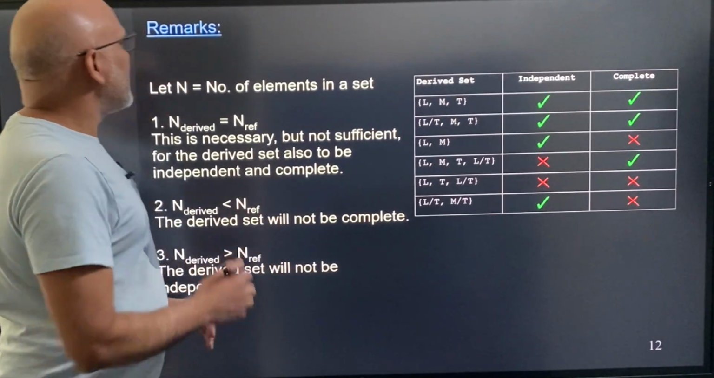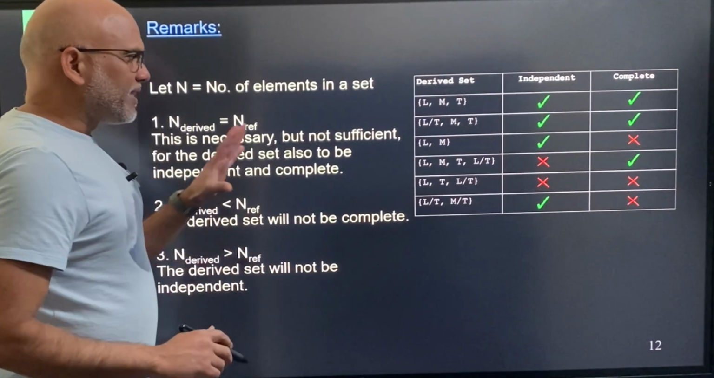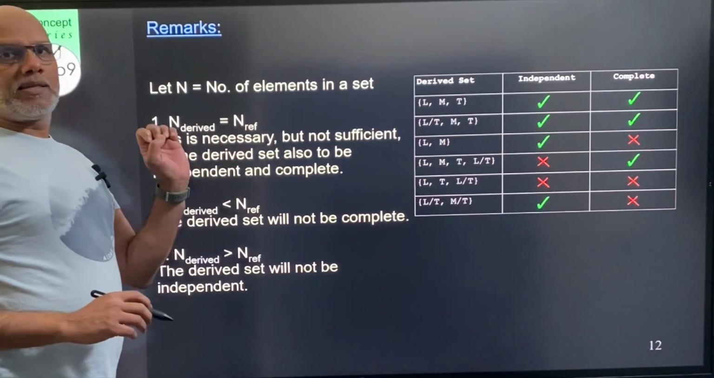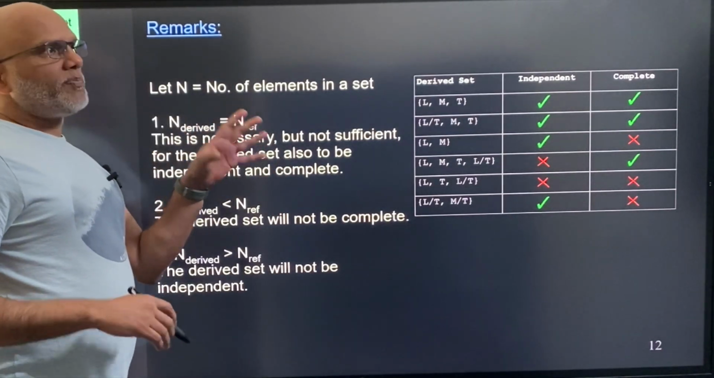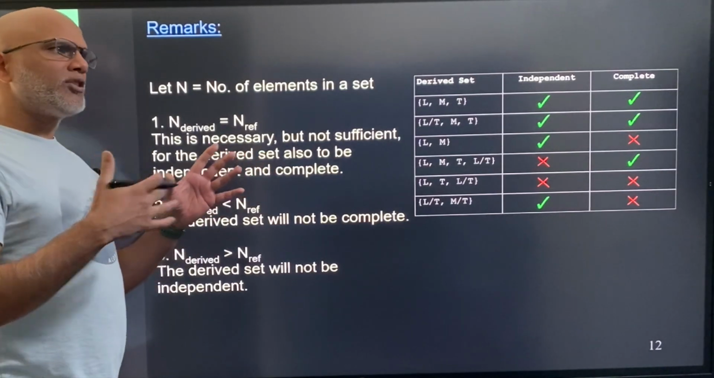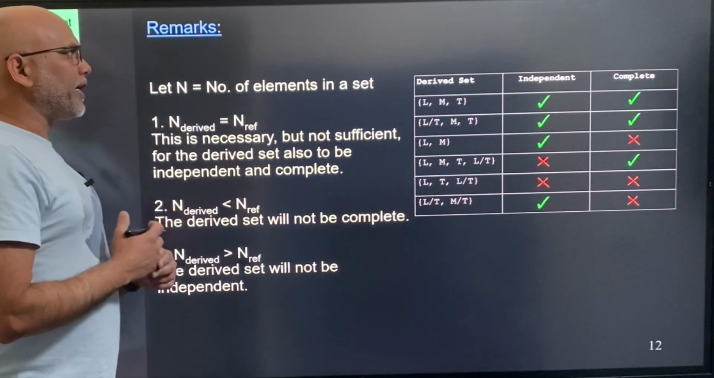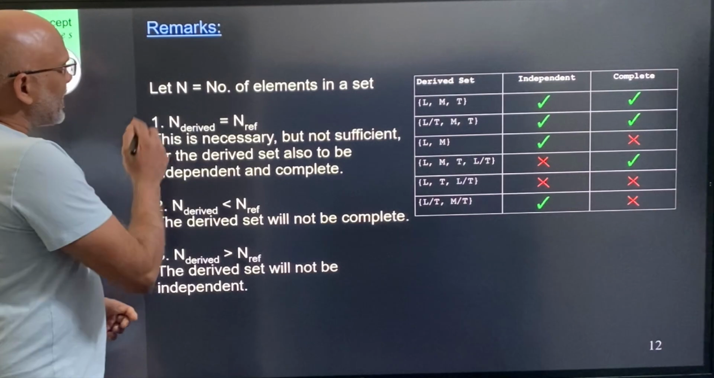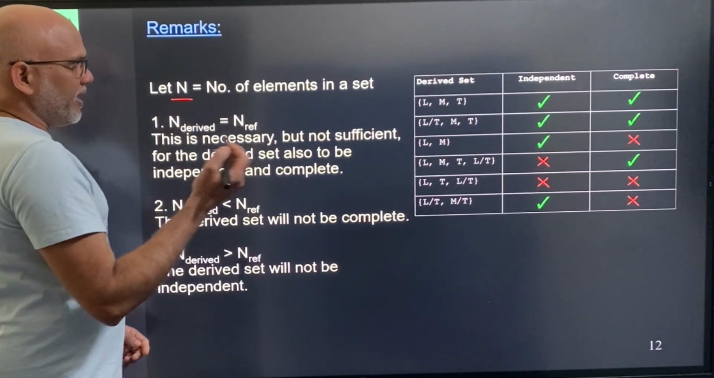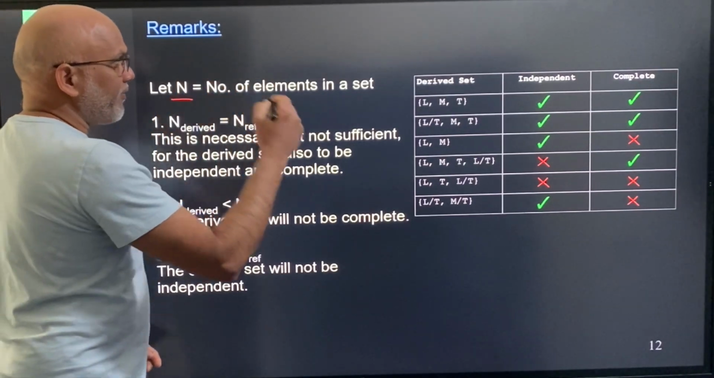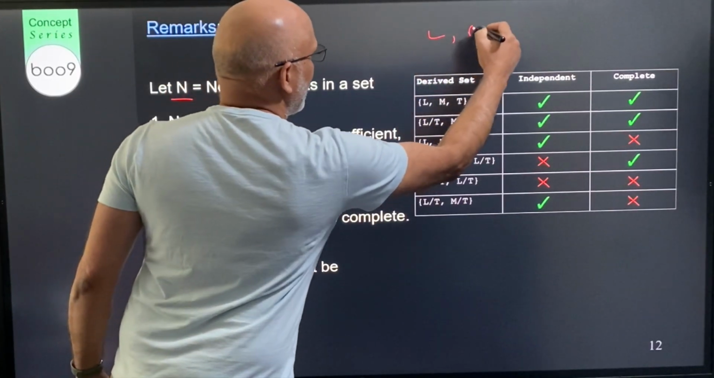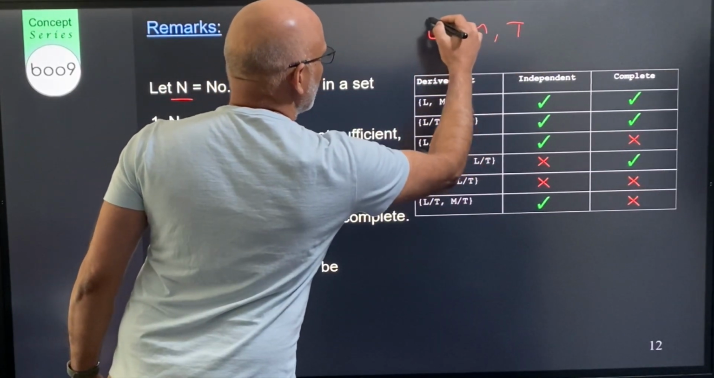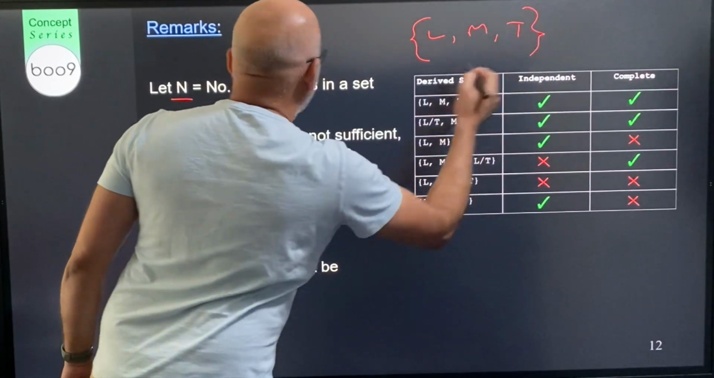Now, based on that, I have some remarks here. So this is a little bit advanced. You will learn this maybe in your graduate studies, but this is also intuitive. So I thought I would put it in here. So let n be the number of elements in a set. In my reference set, I have length, mass, and time. This is my reference set. So I have three elements.